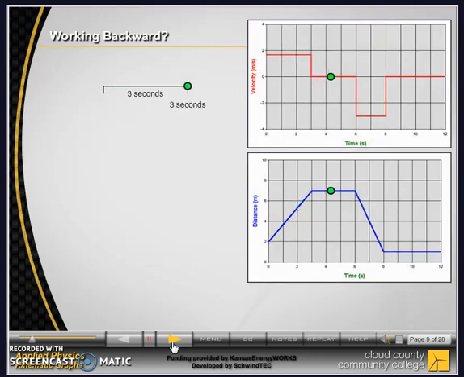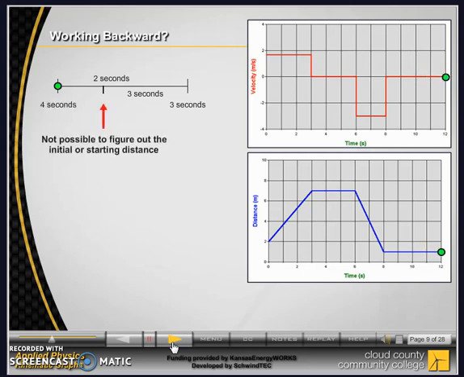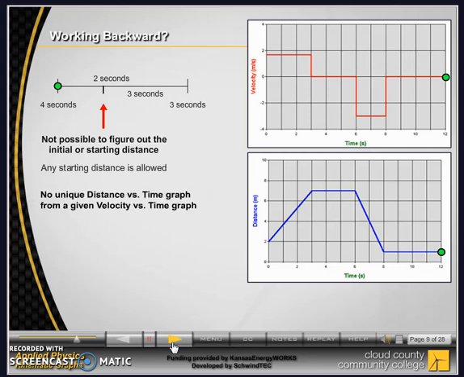Suppose you had to work backward, i.e. reconstruct the distance versus time graph from the velocity versus time graph. You would notice that it is not possible to figure out the initial or starting distance at time t equals 0. This means that any starting distance is allowed. In other words, there is no unique distance versus time graph from a given velocity versus time graph.